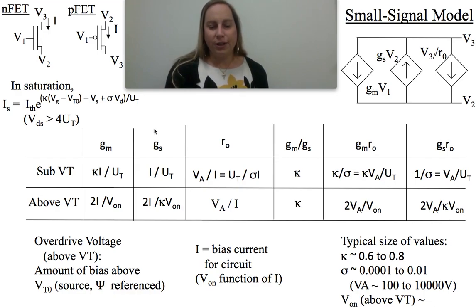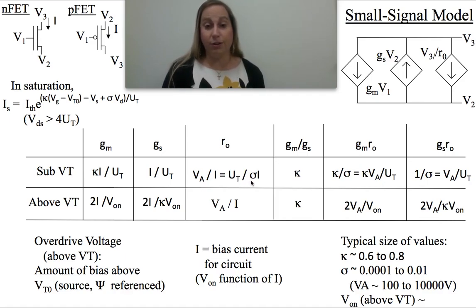So if you look at this, you actually will get three terms. For the GM, GS, and R0 at subthreshold, you get kappa I over UT, again something that comes out of the exponential, just taking the derivative of the exponential. For GS it is I over UT, so these look very, very similar. Not too much surprise there. And the R out is really going to be UT over sigma I, or if you'd prefer, the early voltage over current. And so you get all three of those terms in a very direct way.